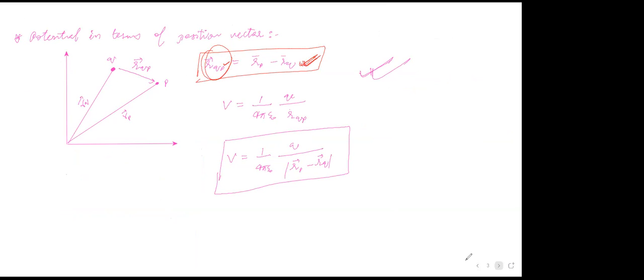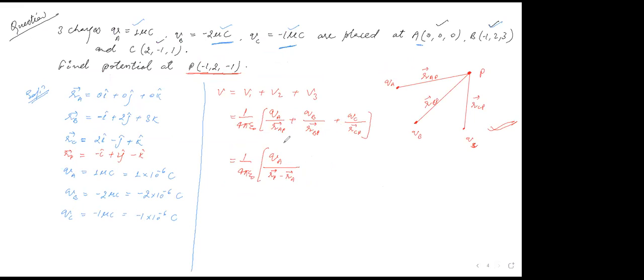Yes, sir. Okay. And now similarly, we are taking RAP equal to RP minus RA, plus QB over RP minus RB, plus QC over RP minus RC. Okay. Is it okay or not? Is it clear? Yes, sir. Clear. Good.